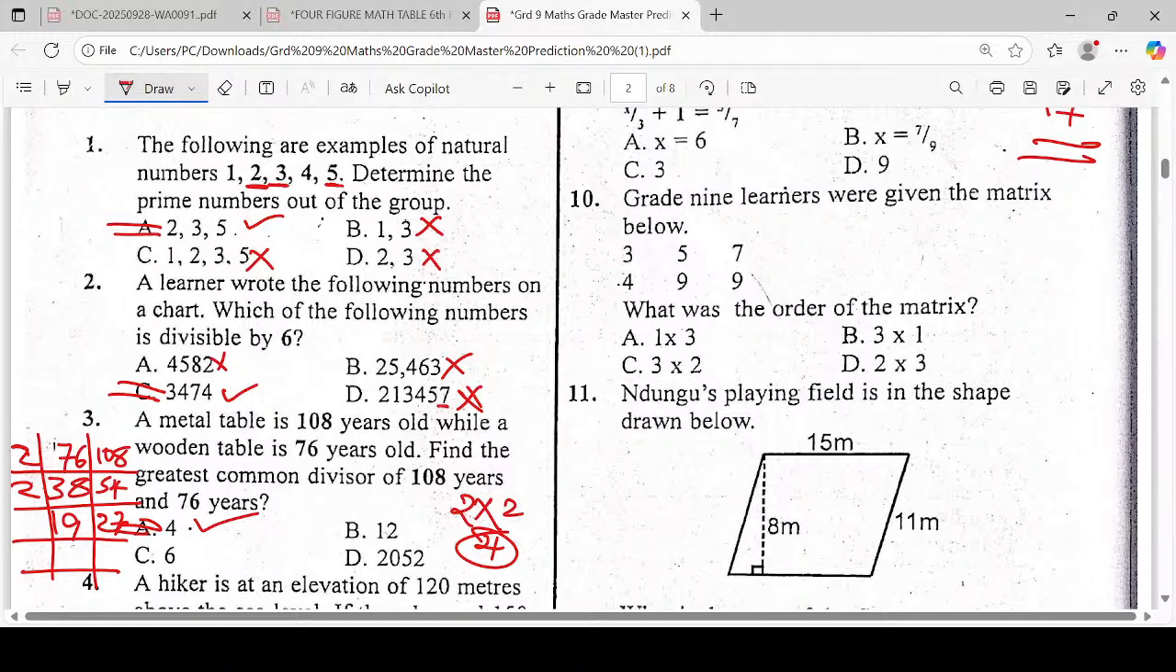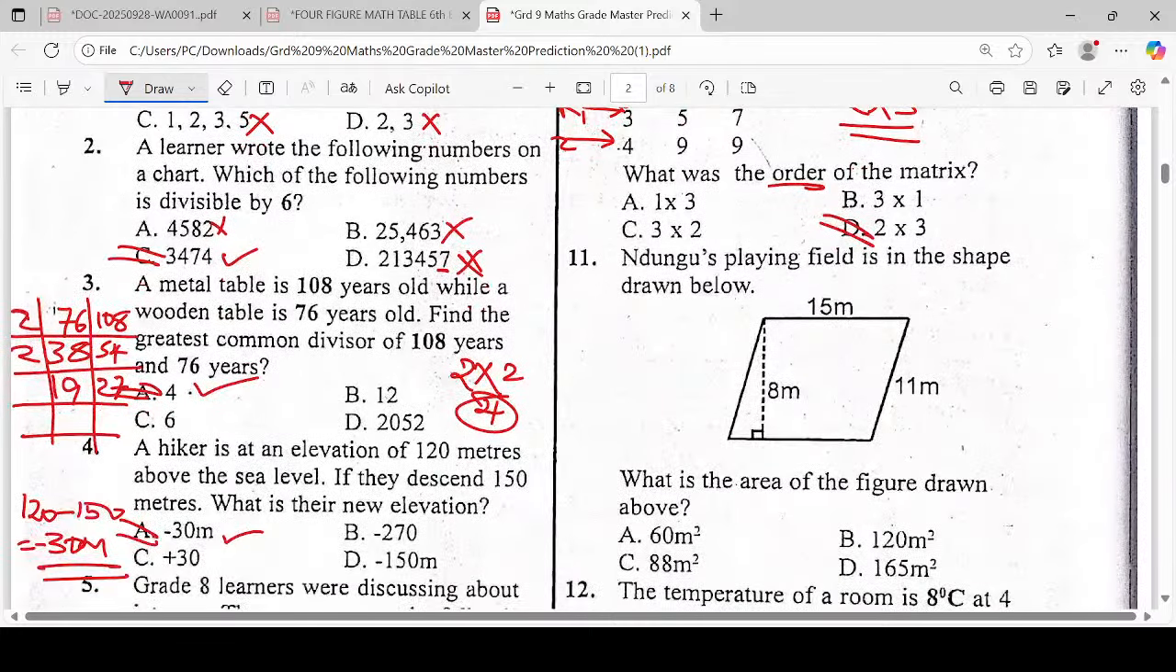Grade 9 learners were given the matrix below. What is the order of the matrix? How do you state the order of the matrix? You give the number of rows: row 1, row 2. So the number of rows is 2. Then columns, we have column 1, column 2, column 3. So times the number of columns, which is 3. So this is a 2 by 3 matrix. Looking at the choices, it is D for dog. Remember, it should be the number of rows and the number of columns.